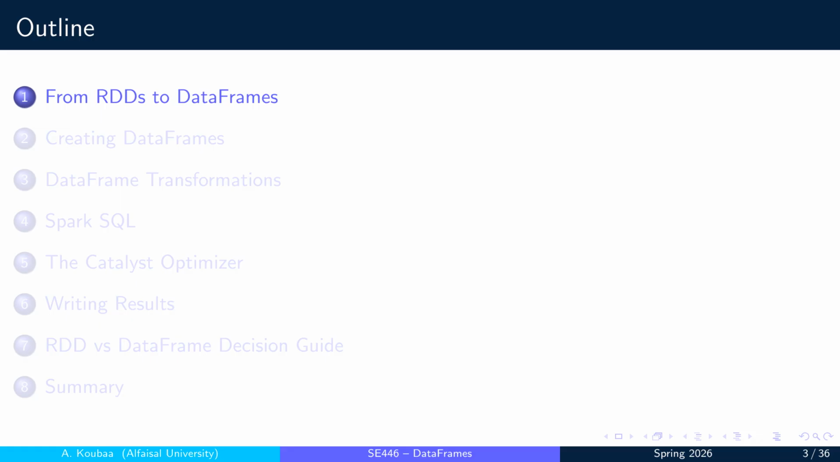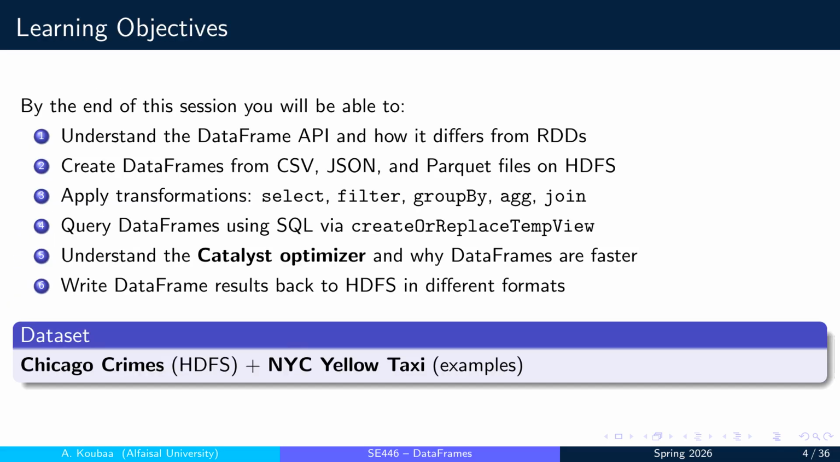We will then explore the power of Spark SQL before looking under the hood at the Catalyst optimizer, which is the engine that provides significant performance gains. Finally, we'll cover writing data and provide a clear guide on when to choose a data frame over an RDD. So to formalize our agenda for today, let's review our specific learning objectives.